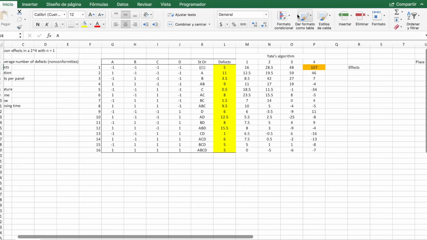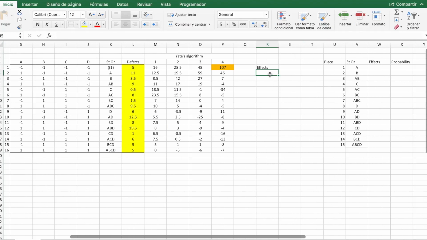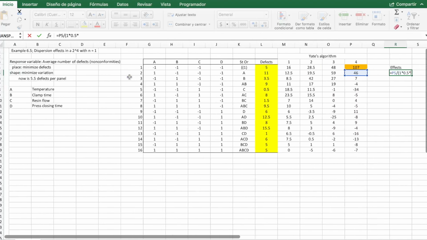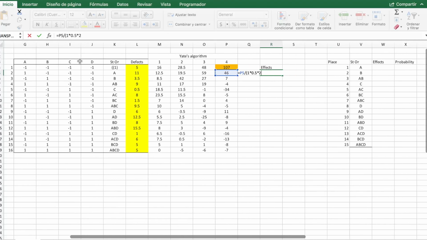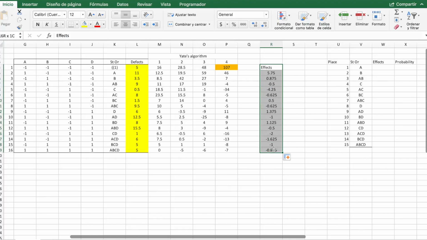Now we calculate the effects, to know which data is going to be relevant for the ANOVA table. The effect is calculated as follows. We grab the data that is in the fourth column, this time 46, over the number of replicates. We have just one replicate, so it's 1 times 0.5, which is a constant, times the design of the experiment. We have a 2 to the 4 experiment, so we put 2 to the 4. And we do it for all the numbers except for the grand total, which is 107.